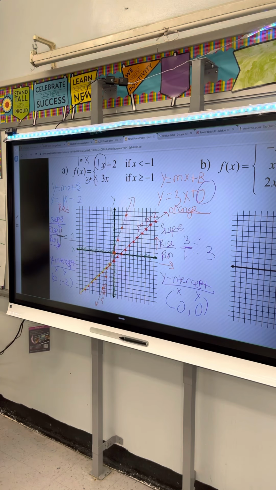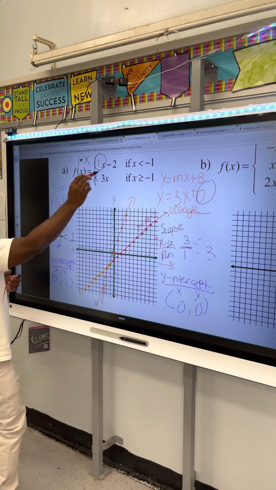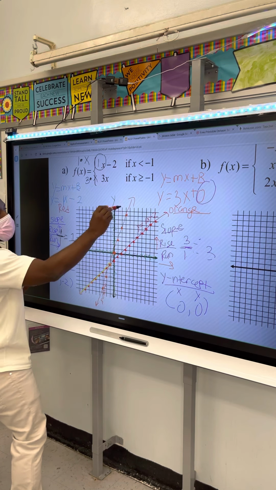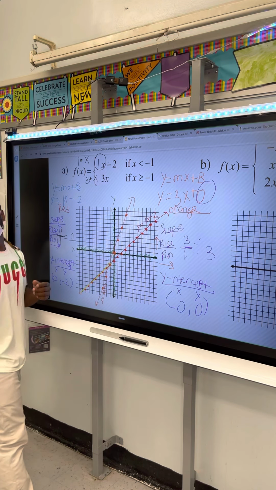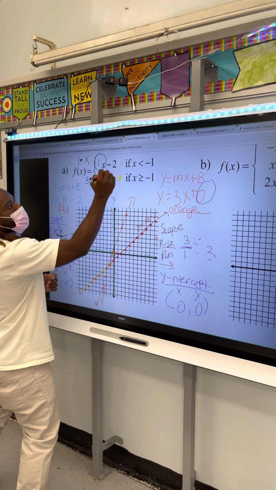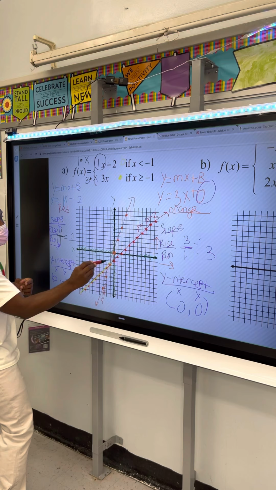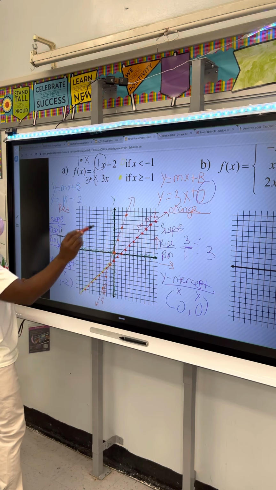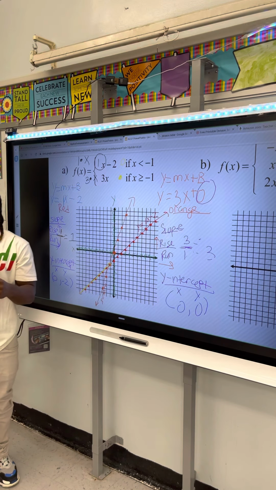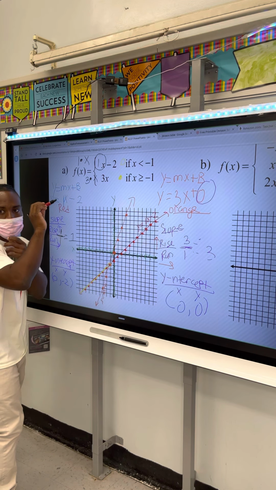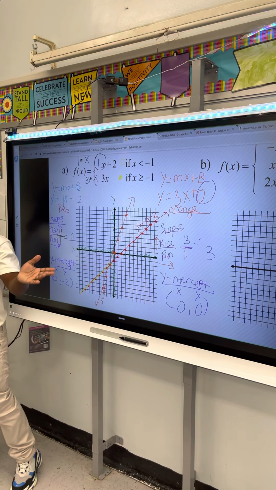Now, for 3x, if x is greater than or equal to -1, for orange, is it going to be open or closed? Closed. I'm going to do that here. Now, are we going to the right of this line or to the left? Right. Greater than or equal to. If it's greater than or greater than or equal to, which direction are we always going? To the right.